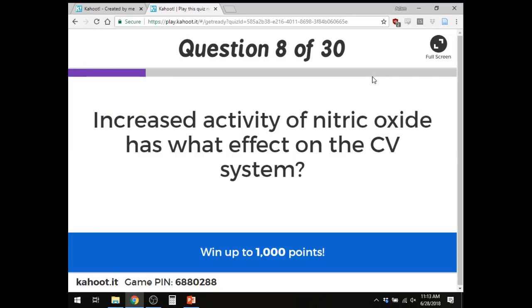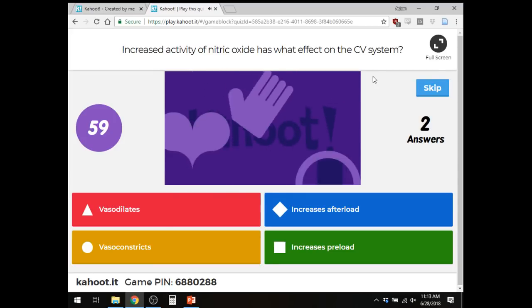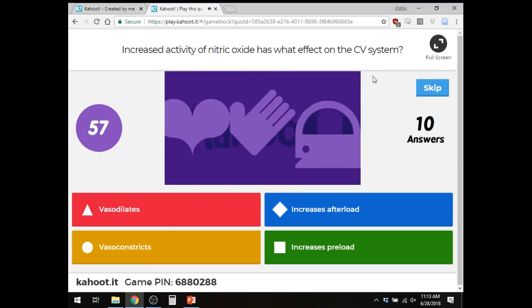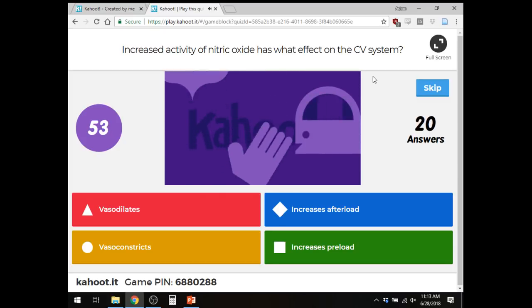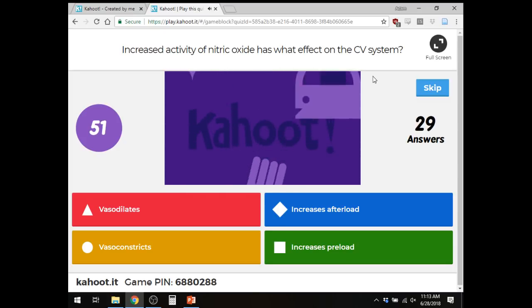All right, increased activity of nitric oxide would have what effect on the cardiovascular system? It would cause vasodilation, cause vasoconstriction, would it increase afterload, increase preload? What would I see happen due to nitric oxide pathway being upregulated?